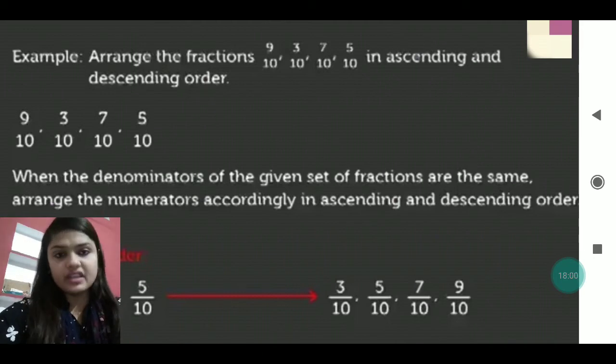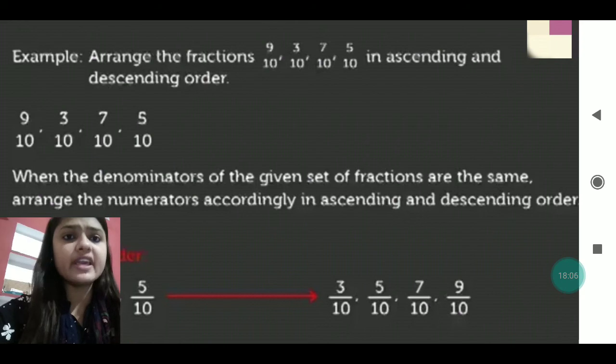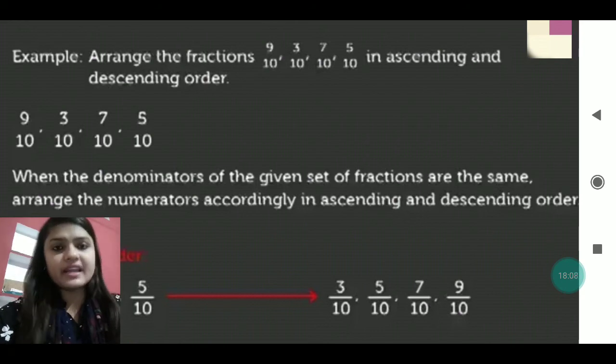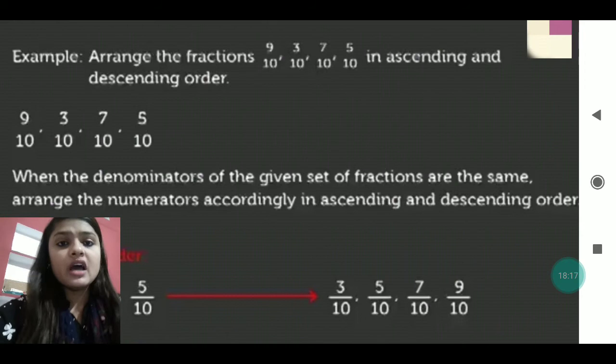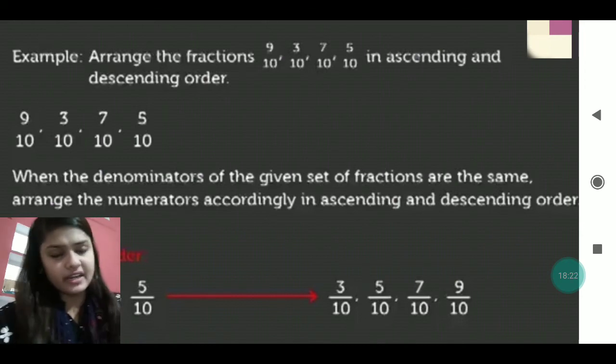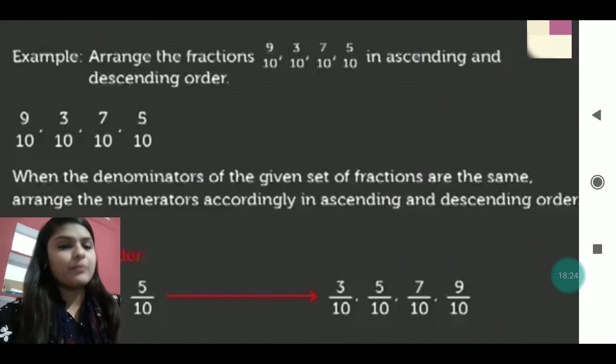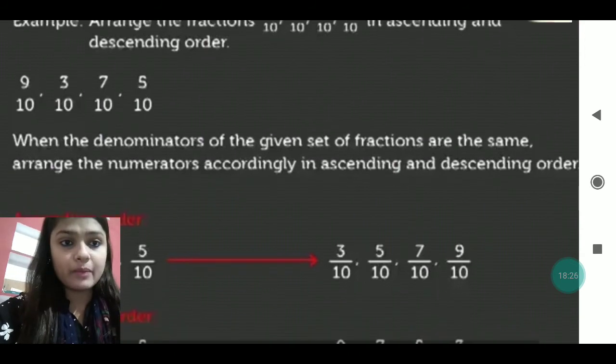What you observe first is that all are like fractions because the denominators are the same. This much is clear. Now we have to arrange them in both ascending and descending order. How will we do it? When the denominators of the given set of fractions are the same, it is a like fraction. Arrange the numerators in ascending order and descending order. Here we have to do the comparison for arranging.